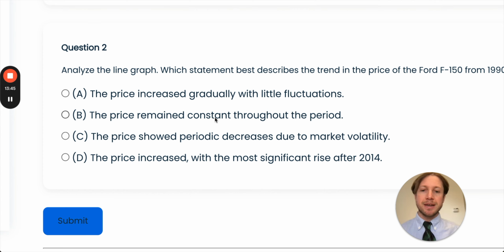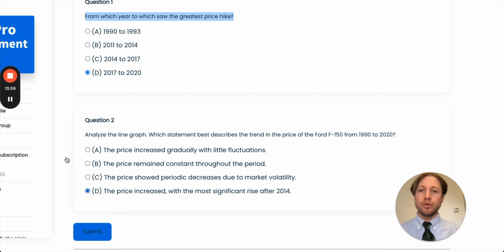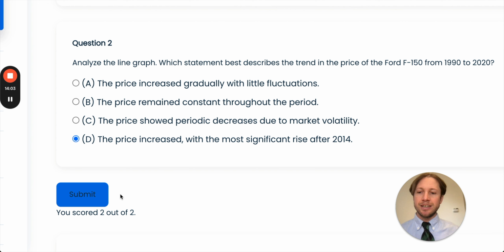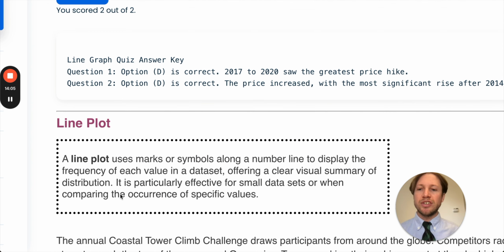The price remained constant throughout the period. We know that's not true. The price showed periodic decreases. We also know that's not true. The price increased with the most significant rise after 2014, and we know that one to be true after analyzing the data. So let's click the submit button, and nice. 2 out of 2. Good job on that.